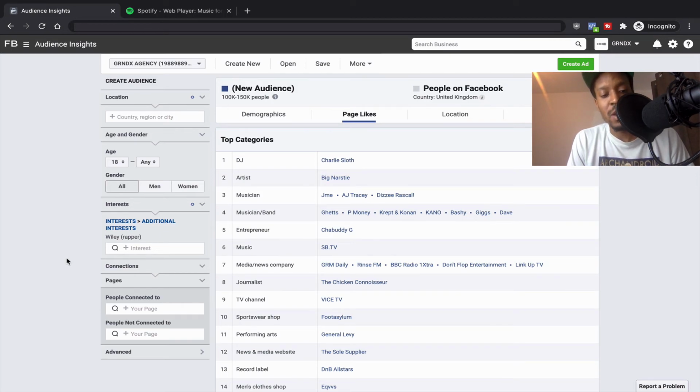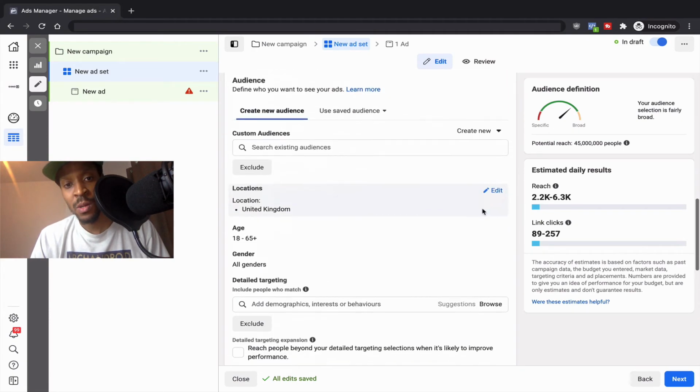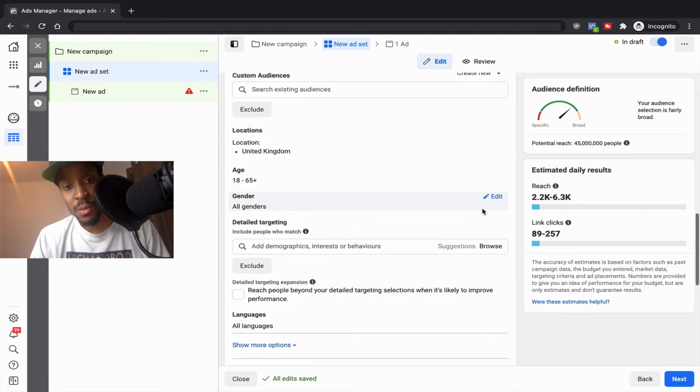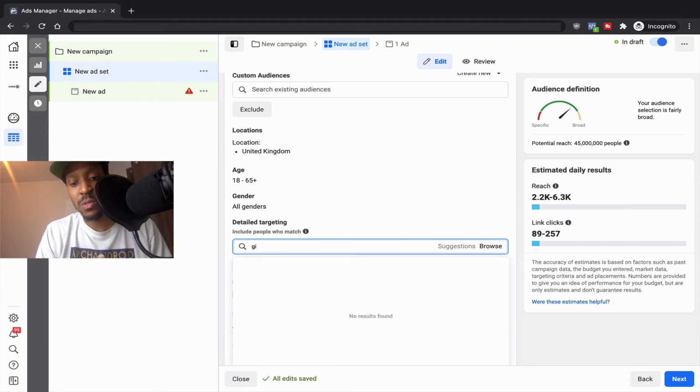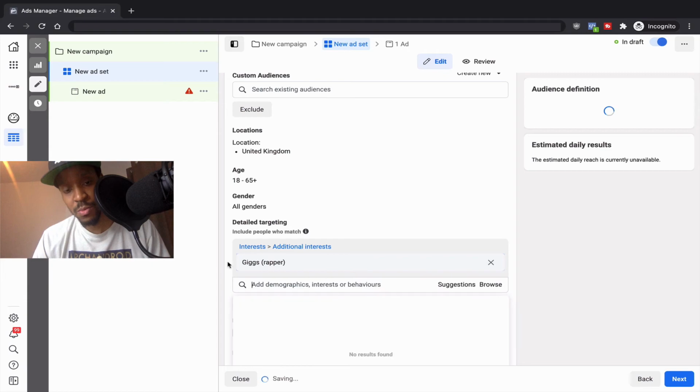And let me just jump into the ad manager quickly. In the ad manager, you want to scroll down till you get to detailed targeting. So over here, and then what you want to start doing is typing in the names that you said. So you said Gigs. Type it in. It takes some time to pop up. Gigs, rapper, boom, pops up here.